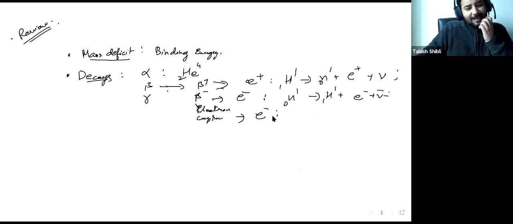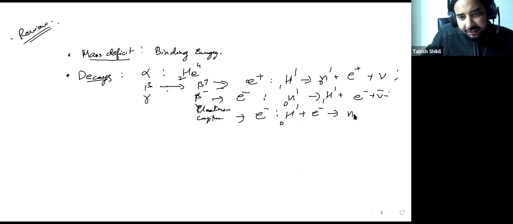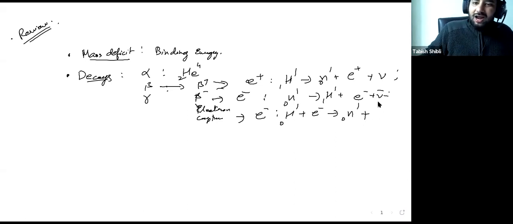And then the last thing was electron capture, when we realized that the proton inside the nucleus captures an electron. So a positive charge and a negative charge combine to form a neutral charge. So what will the neutral charge be? It will just be the neutron plus some kind of a neutrino. Lovely. What else did we talk about?